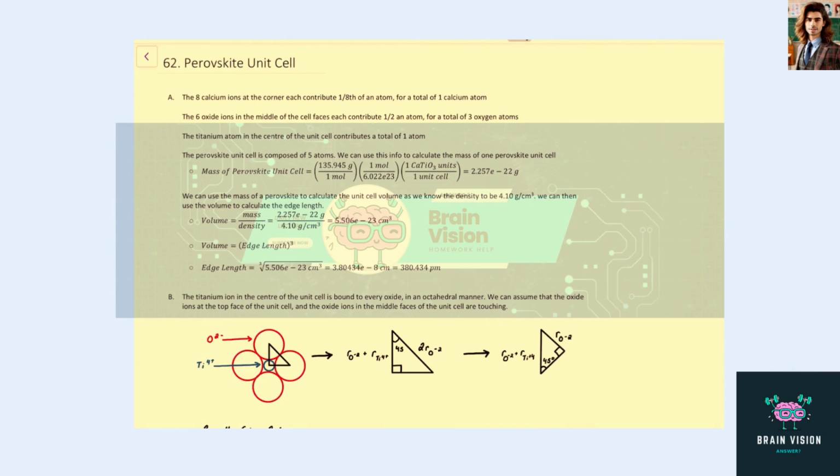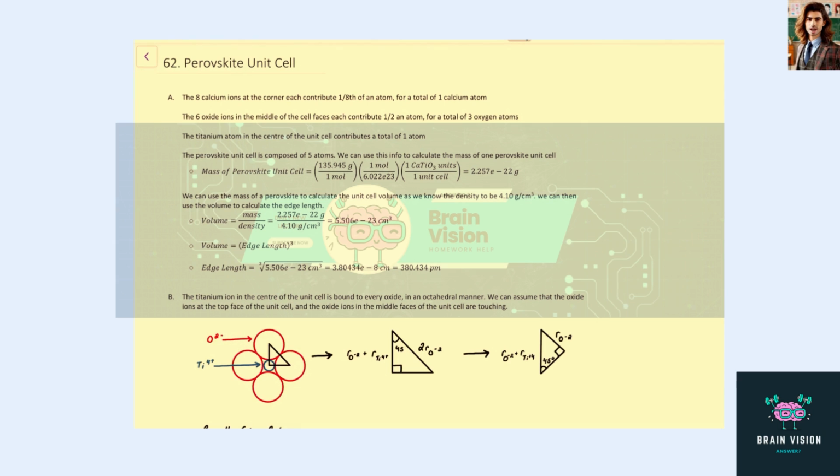So this question wants us to determine the edge length of perovskite, as well as to determine the radius of the titanium ion. So to determine the edge length, we first need to see how many atoms are inside this perovskite unit cell. So there are 8 calcium ions at the corner, which each contribute 1/8 of an atom, for a total of 1 calcium atom.